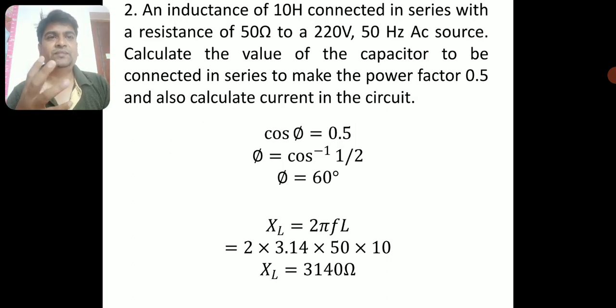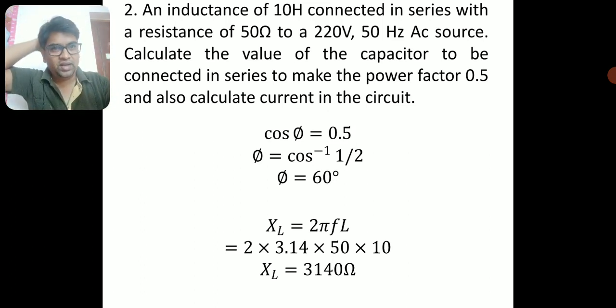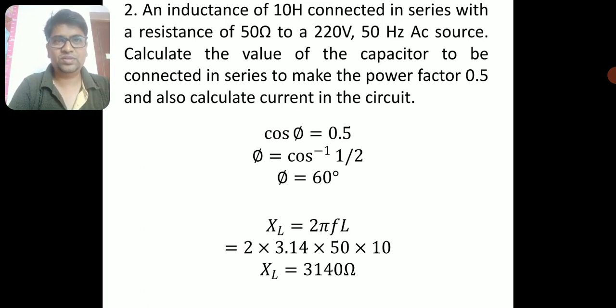Now, one thing is over. I got the value of phase. Second thing, I can find out XL, because XL is omega L. XL is 2 pi FL. I know the frequency and inductance. Substitute it: 2 into 3.14, and the frequency is 50 and the inductance value L is 10. If you substitute that and calculate, I got XL as 3140 ohms. It is an inductive reactance. The unit for this inductive reactance is ohm, because it's a kind of opposition to the flow of AC current.